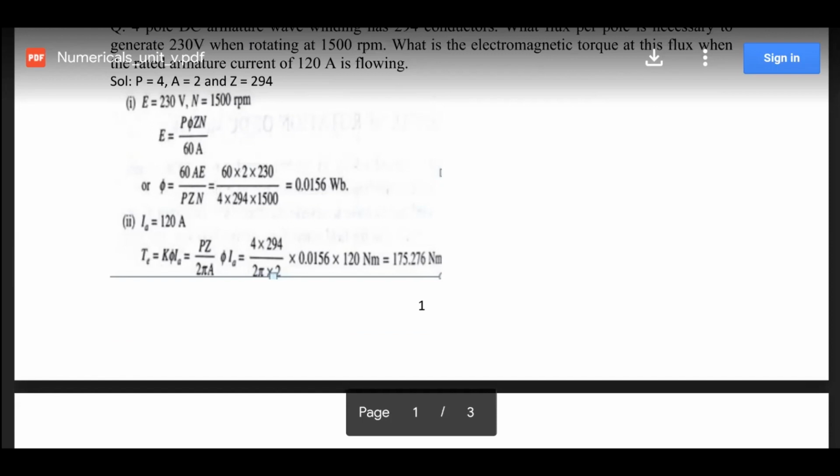moving. Otherwise, this formula is explained here, is given here, that the torque equation is equal to K phi Ia, and where phi is this, K is a constant. So this is having the value of Pz by 2 pi A. Okay, and if you remember, the speed component n was cancelled out. Okay, so if you solve this, it comes out to be some 175.276 Newton meter.